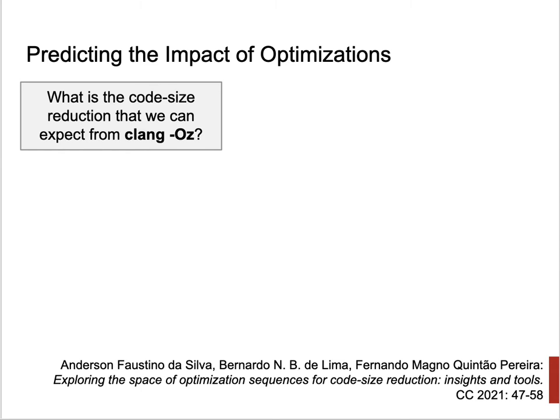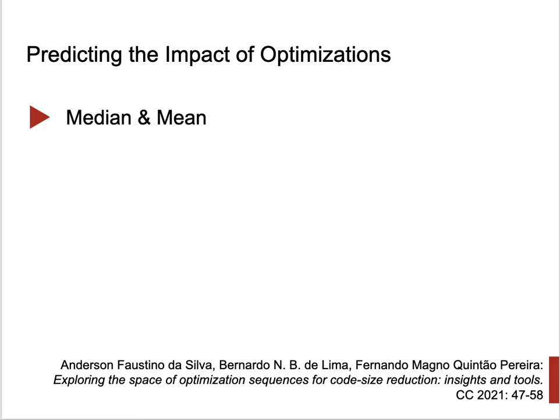If you want to find out the answer, the average reduction that we get from Clang -Oz, you can check out this paper, Exploring the Space of Optimization Sequences for Code Size Reduction: Insights and Tools. But the simplest thing that we can do to predict the average improvement of some sequence of optimizations in code is to compile many programs with that sequence of optimizations. That will give us some idea of mean and median improvement. In this paper from 2021, the authors compiled thousands and thousands of programs to get this average.